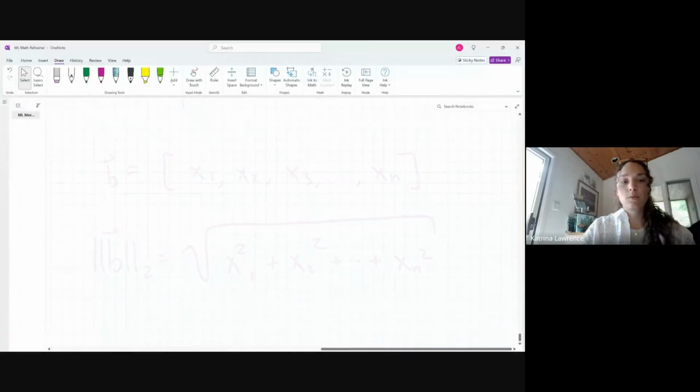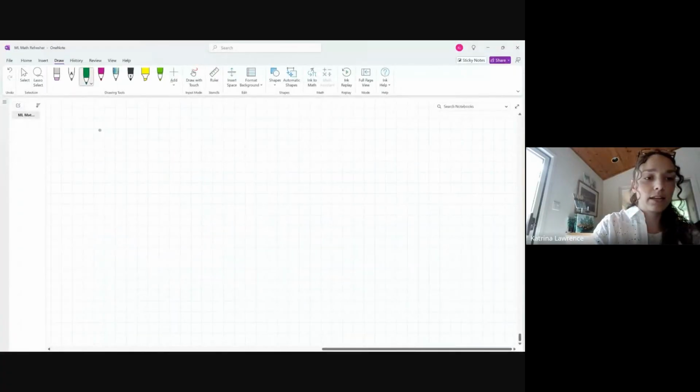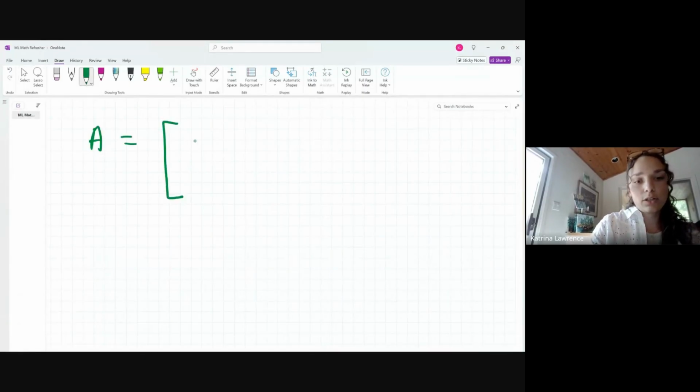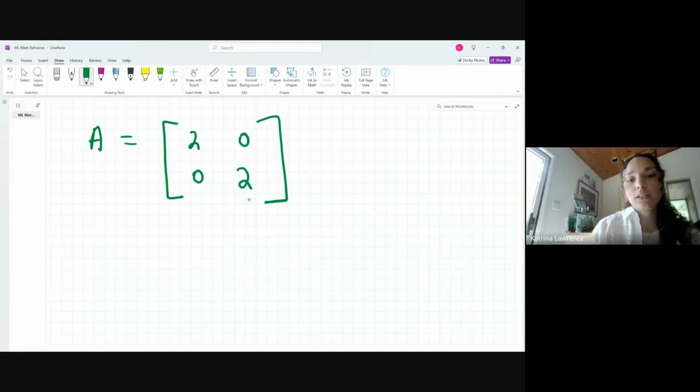So now that you know how eigenvalues can be applied, let's look at an example where we can solve these mathematically. Start with just an example over here. So we have a matrix A equals [2, 0; 0, 2].